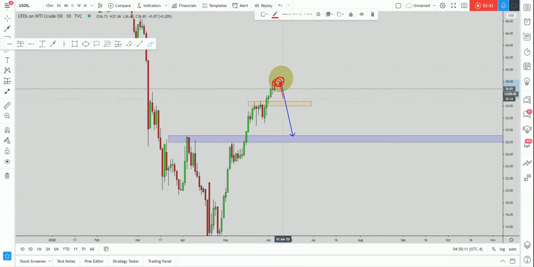So the short is before this level gets tested. Once this level gets tested, if you're still not in the trade, you have to wait for it to break to the downside from a daily closing perspective before you can be looking for any short. Otherwise, you would be shorting at daily support, which is never a good idea.